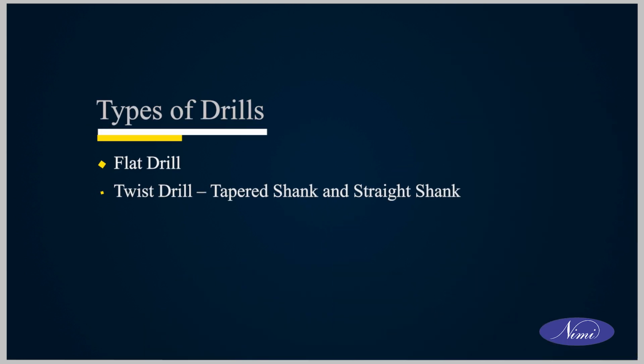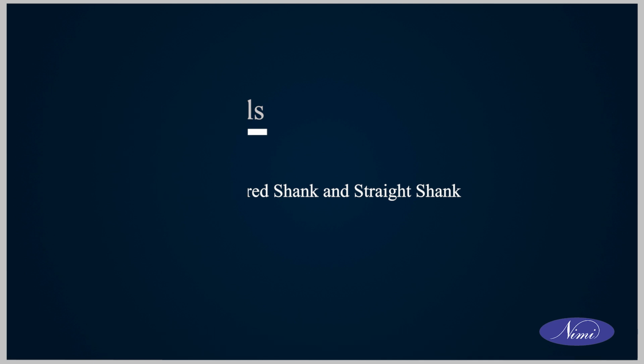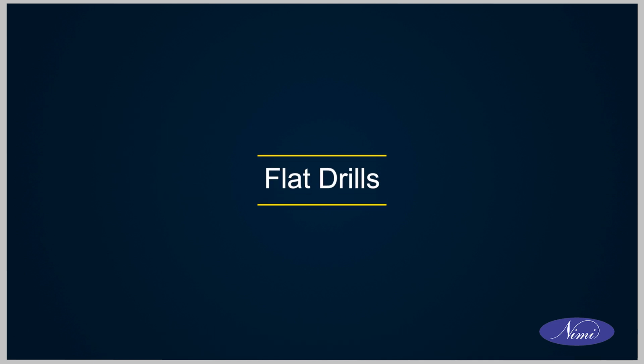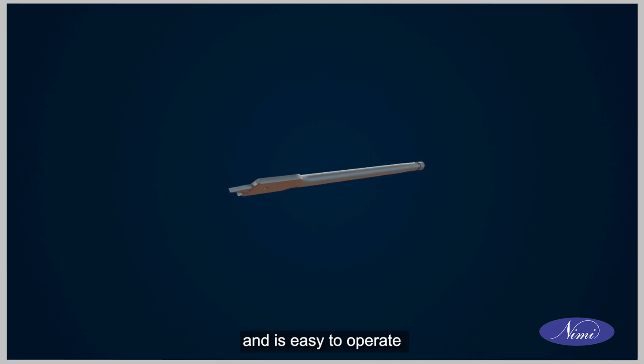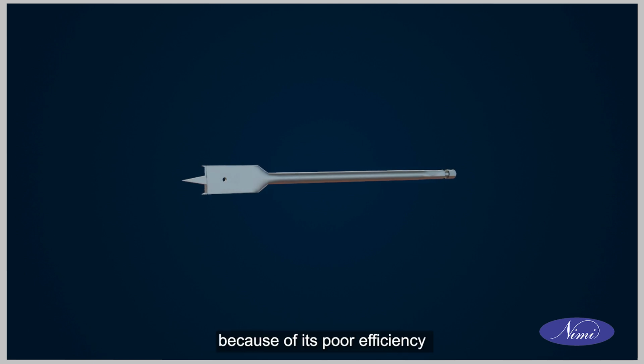Next, let us learn about different types of drills, which are flat drill and twist drill. Twist drill can be further classified as tapered shank and straight shank drills. Let us now learn about each of these drill types in detail. Flat drill. It is the earliest form of drill and is easy to operate. Nowadays, it is not being used because of its poor efficiency.